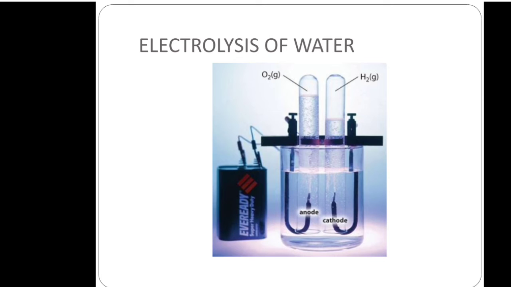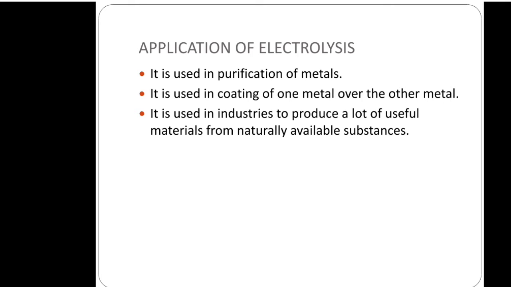So this is the setup for the electrolysis of the water. Now let us know the application. So where is this electrolysis process used? It is used in the purification of metals, then in coating of one metal over another metal, then in industries to produce a lot of useful materials from naturally available substances.